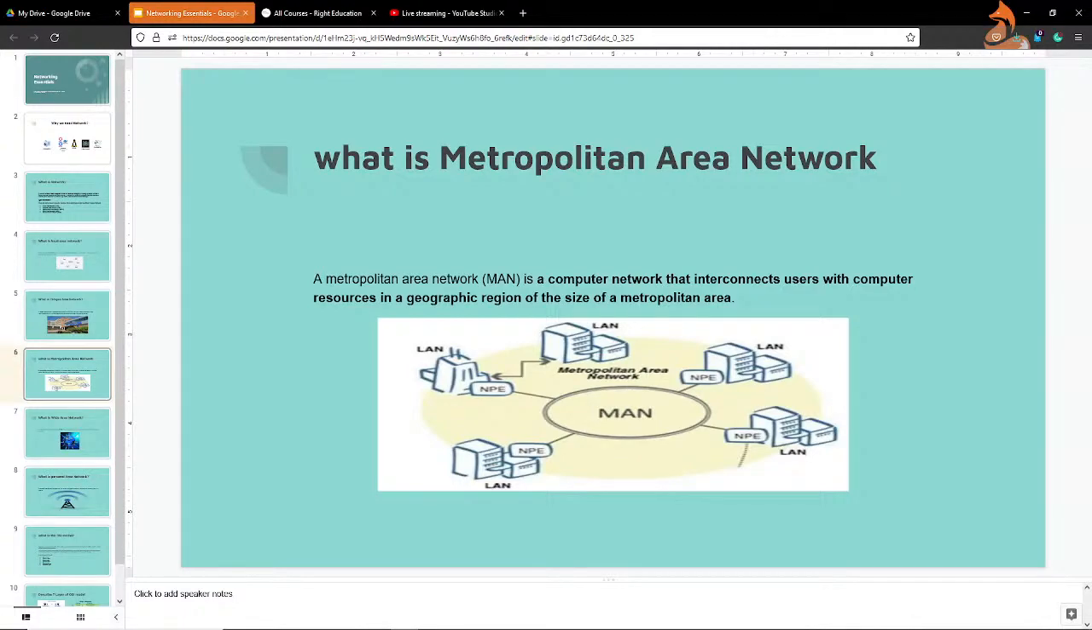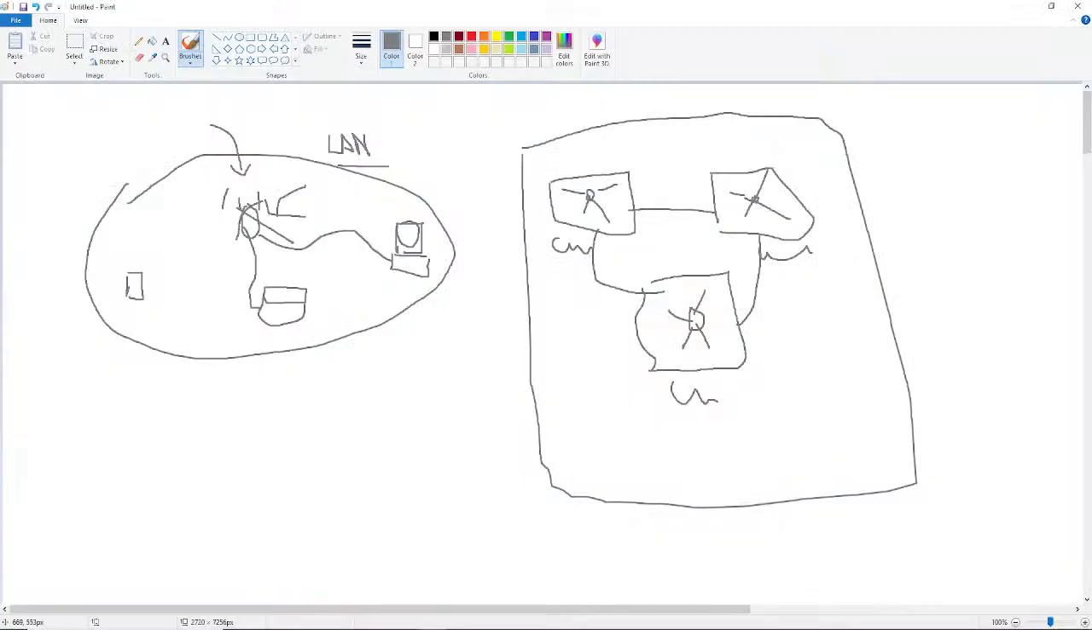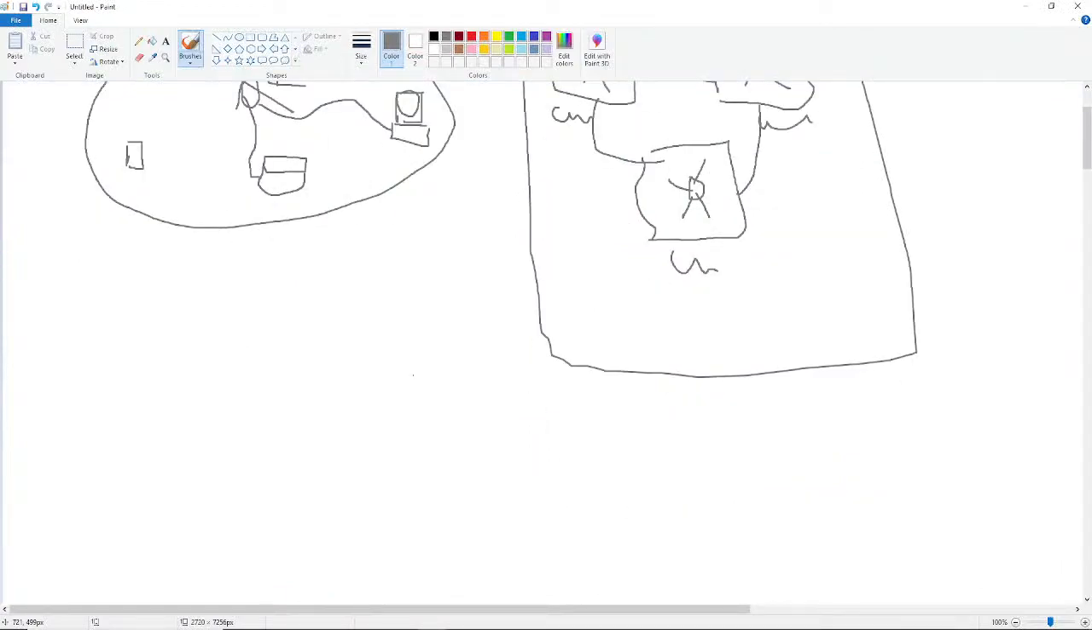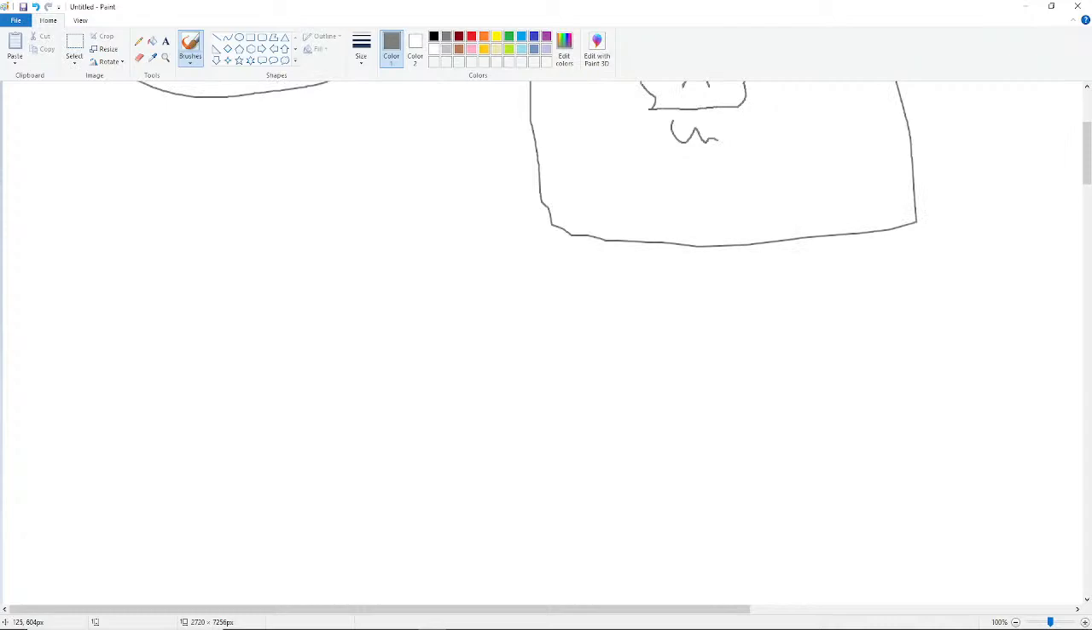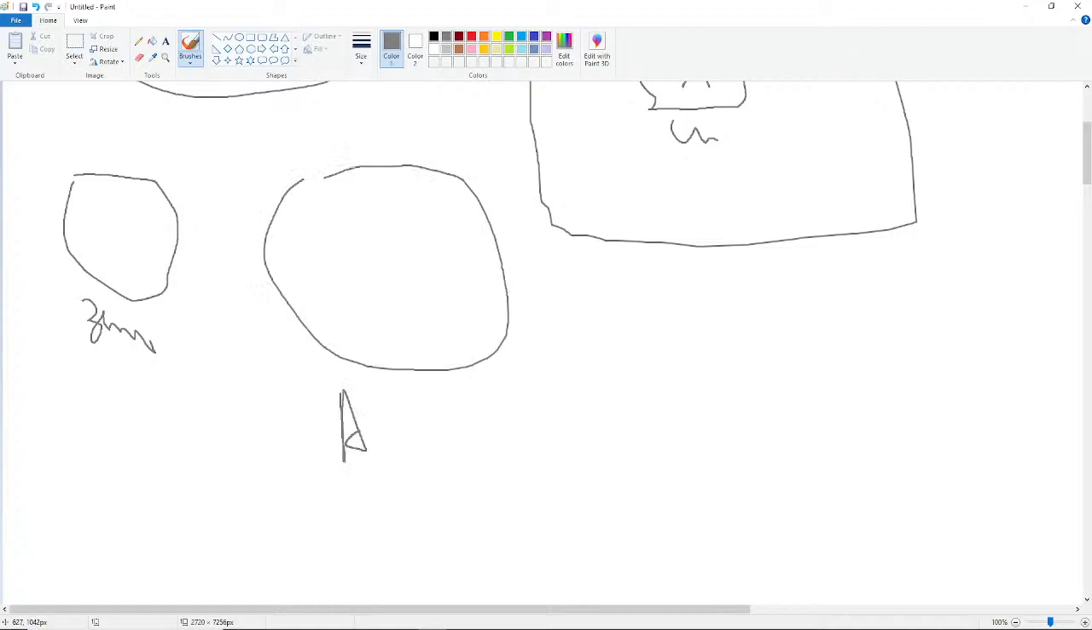So, what is a metropolitan area network? A metropolitan area network is a computer network that interconnects users with computer resources in a geographical region of the size of a metropolitan area. You can think of it this way. Let's say we have two cities. For example, this is Baruch, and this is one more city, Ankleshwar. You can think of your own city also. I'm just choosing random names.